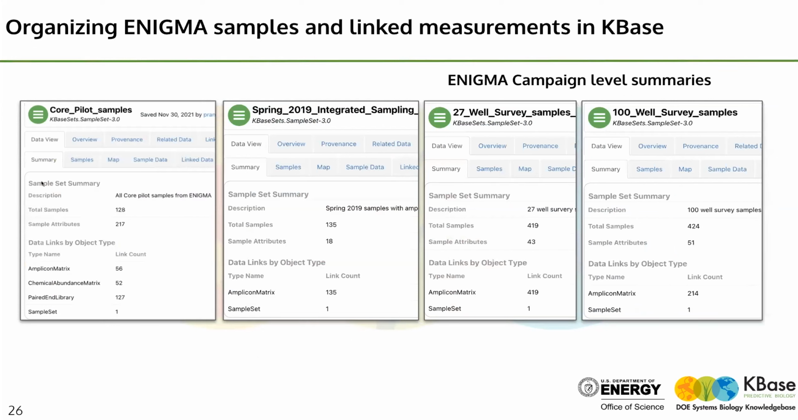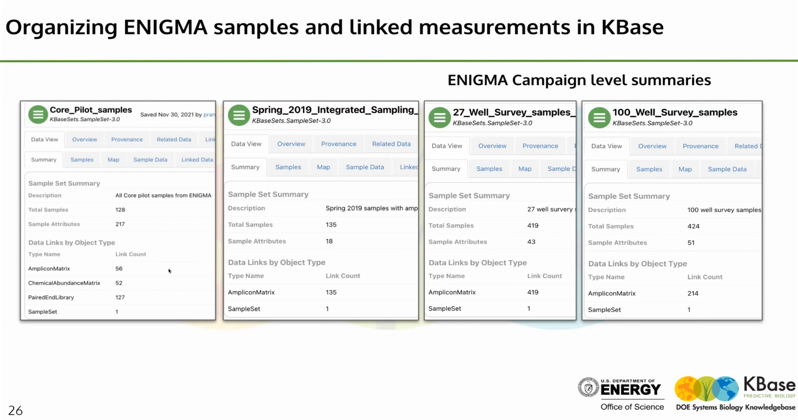For example, in ENIGMA, we have a series of campaigns. These are four campaigns that we ran, and these samples are organized into sample sets. These sample sets have lots of interesting information in them, including how many samples are in them, that's 128, how many attributes we give to each sample, ours has a lot, 217, and what they have in them: amplicon, chemical, or paired-end libraries, and so on.